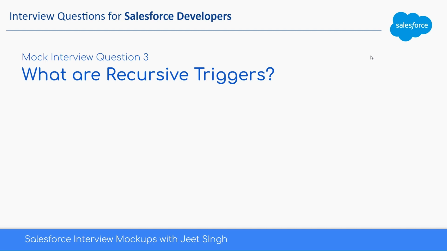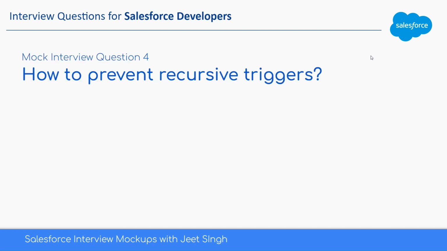All right. Can you also talk about how to prevent recursive triggers? To prevent recursive trigger issues, developers must implement mechanisms to control trigger execution. This often involves using static variables or flags to track whether the trigger has already been executed in the current transaction, thereby avoiding redundant trigger execution. Additionally, developers can utilize trigger context variables and recursion control patterns to ensure that triggers only execute when necessary and do not create infinite loops.